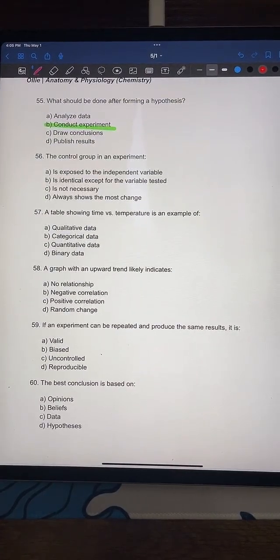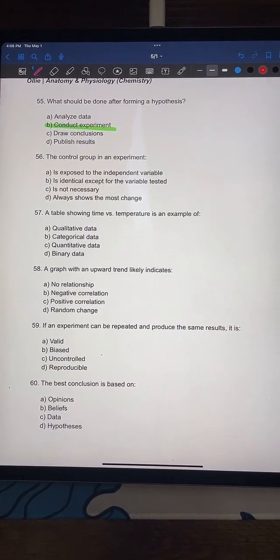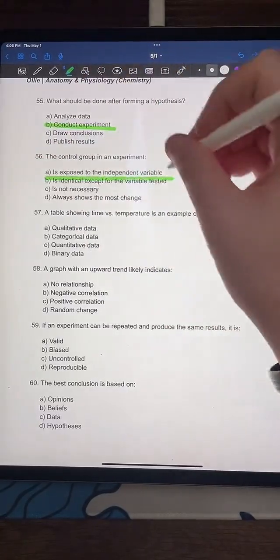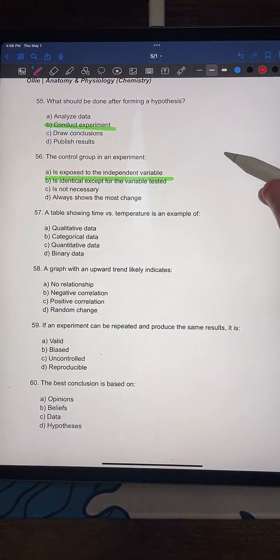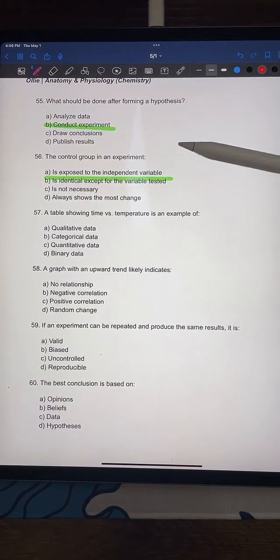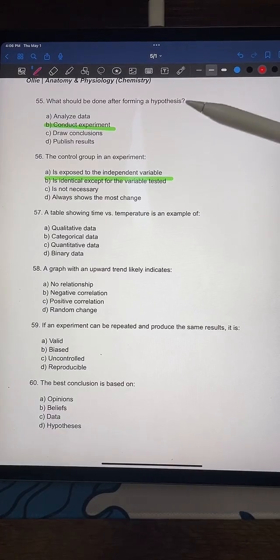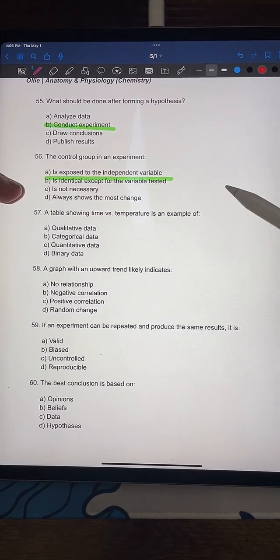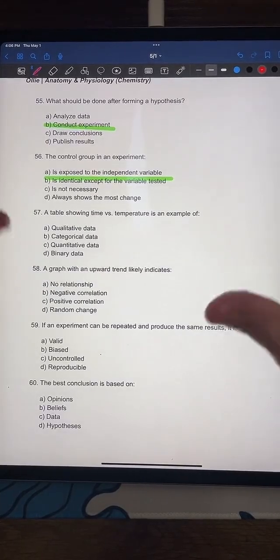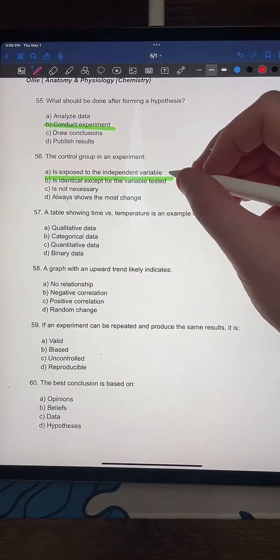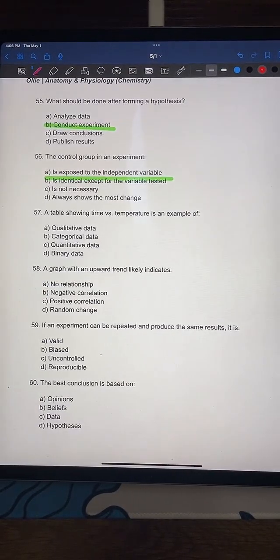But 56, the control group in an experiment. They are identical except for the variable being tested. So the control group is used to compare to what is being tested. It does not receive the independent variable. So the experimental group gets the variable. Is not necessary. They are essential in good science. They are necessary for reliable results. D, always show the most change. The most change typically occurs in the experimental group. But again, A is exposed to the independent variable. They are not exposed to the independent variable. The control group is what doesn't, so you want to use it to compare to the experimental group.